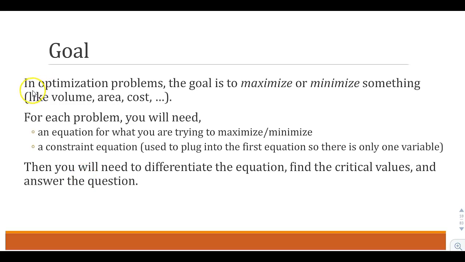Optimization. In optimization problems, the goal is to maximize or minimize something, like volume, area, or cost. For each problem, you will need an equation for what you are trying to maximize or minimize, and then a second equation called the constraint equation, because there are always restrictions in life. We only have so much material. So this is used to plug into the first equation so that there's only one variable. Then you will need to differentiate the equation, find the critical values, and answer the question.